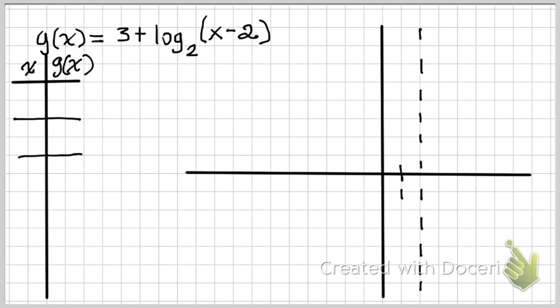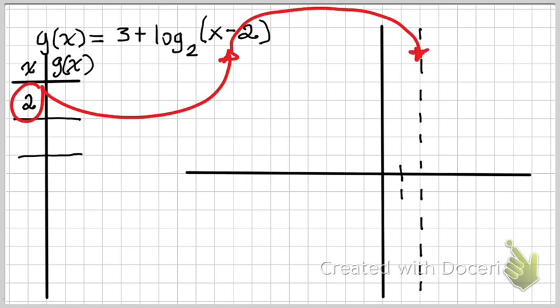I want to choose convenient points, just like we did with an exponential function. It might seem like maybe a convenient point is 2, because it makes that come out to 0. But if I keep looking, what's happening at 2? At 2, there's an asymptote. So nothing is happening at 2. The log function is undefined at 2.